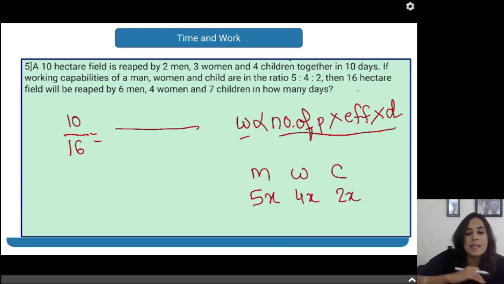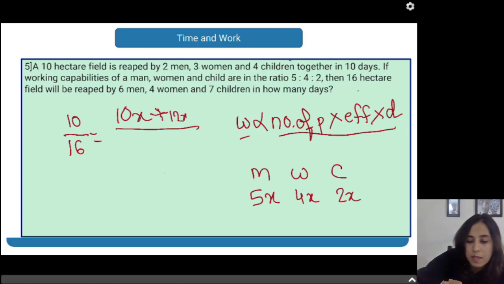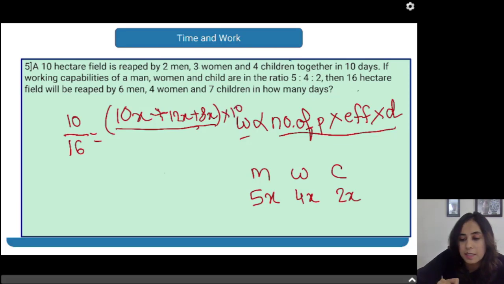Okay people, your time has ended. I know my work is directly proportional to the number of people, and the product of number of people, efficiency and the number of days that they take. So here I have 2 men, so 2 into 5, which comes as 10x, plus 3 women, so 3 into 4, I have 12x, plus 4 children, so 4 into 2 I have 8x, and all this I have to multiply by the number of days, that is 10 days.